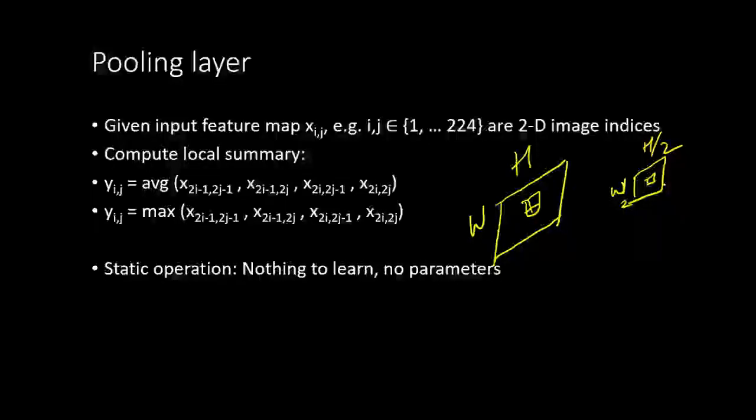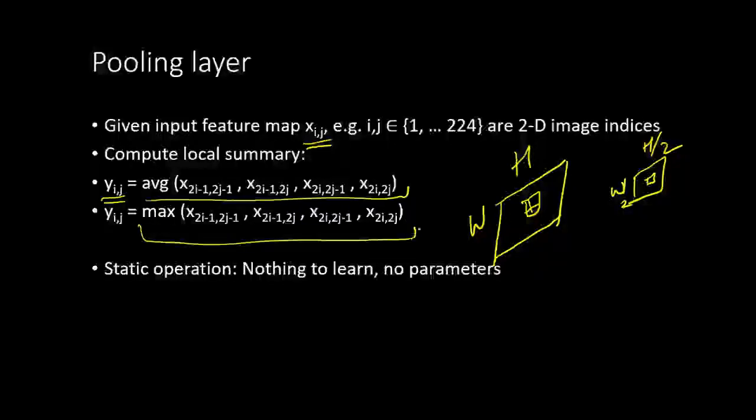So the math would look like this: you have xij, where i and j run from, let's say, 1 to 224, and we have yij, which is nothing but the average of a small 2 by 2 neighborhood or the max of a 2 by 2 neighborhood. There is nothing to learn, there are no parameters, it is just a fixed layer. It just tries to reduce the size of the feature map. Consequently, when you have another convolution layer after that, the receptive field of the activations of the output of that convolution layer will increase at twice the pace than the one that was before pooling.